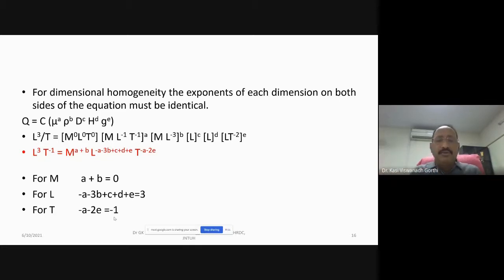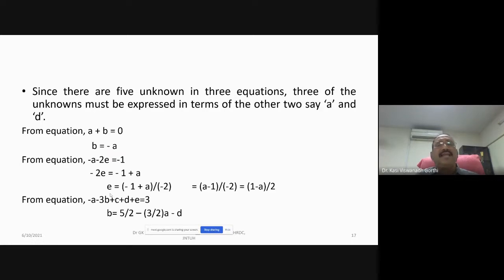You will get infinite number of solutions, which means that you choose any 3 exponent variables and solve those 3 variables in terms of the remaining 2 variables, because a total of 5 variables are there: a, b, c, d and e. Since there are 5 unknowns in 3 equations, 3 of the unknowns must be expressed in terms of the other 2, say a and d. That means b, c and e are solved in terms of a and d.